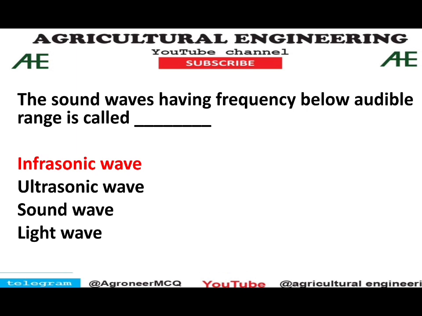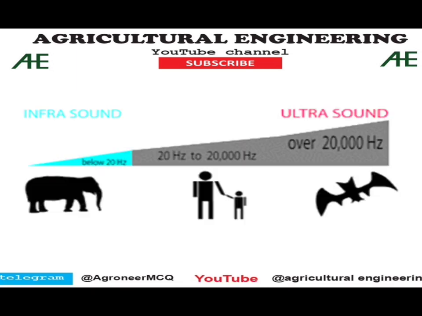The sound waves having frequency below the audible range are called infrasonic waves. See, infrasound has frequency below 20 hertz, ultrasound has frequency over 20,000 hertz, and we human beings hear sound of frequency about 20 hertz to 20,000 hertz.